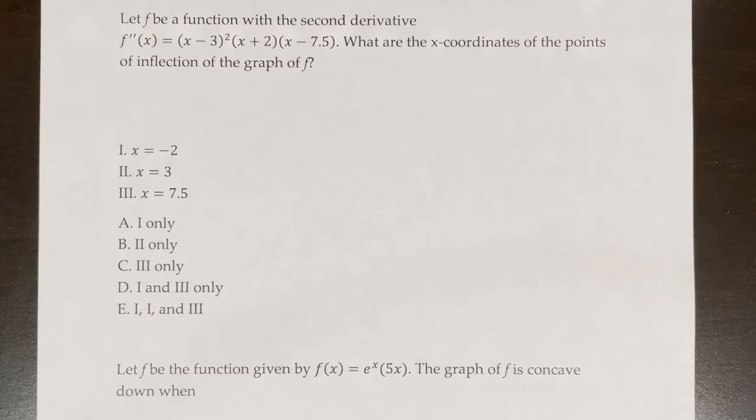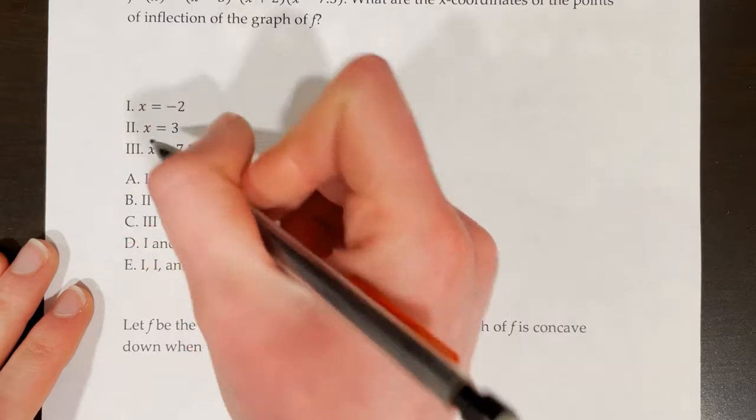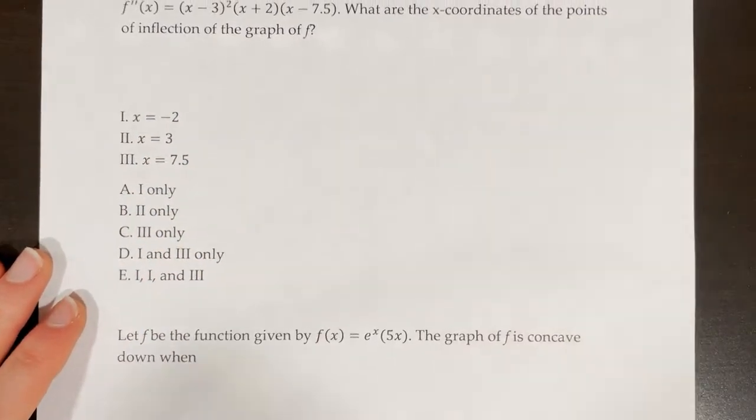Let f be a function with the second derivative f double prime of x equals x minus 3 squared times x plus 2 times x minus 7.5. What are the x coordinates of the points of inflection of the graph of f? And then we have a whole bunch of options to pick down here. These are the options that they give us, and then we have choices with the specific options.